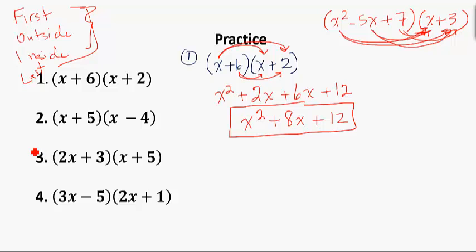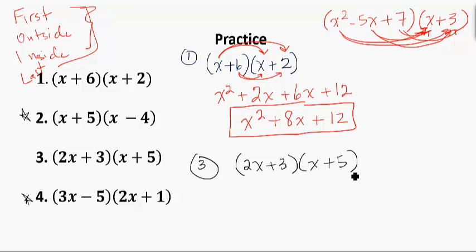Alright, I'm going to skip down here to problem number 3 just for the sake of time. I will be posting an answer key with the answers to the ones that I'm skipping, so for example 2 and 4, so that you can look at these and check your work if you want these for extra practice. So for problem 3, here I have 2x plus 3 times x plus 5.